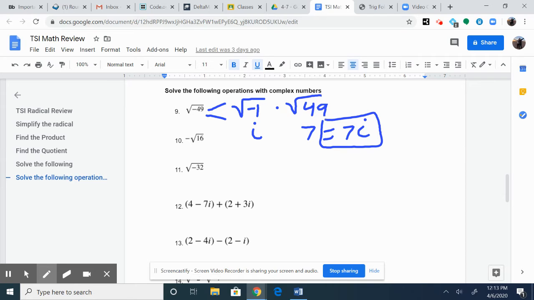And just to show you the difference, this one has a negative on the outside of the square root. So we just take the square root of 16, which is 4, and we add that negative, which is -4.